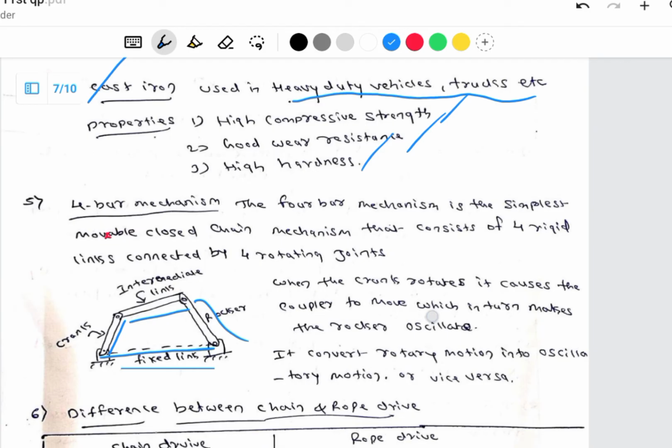When the crank rotates, it causes the pillar to move, which in turn makes the rocker oscillate. It converts the rotary motion into oscillation motion and vice versa. Whenever you move these links, there will be movement. Because of this, you can convert reciprocating motion into rotary and vice versa, and rotary to reciprocating. Because of these four links, it is called a 4-bar mechanism.